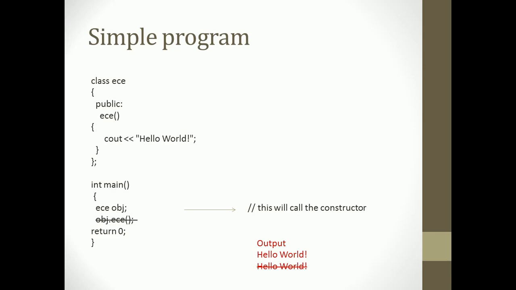Okay. Now, we'll see a simple program. We have a class which is named ECE, the class name. Now, where does my compiler always come first? Yes, it comes to the main program. Now, you have ECE obj. Once this object is created, it automatically calls my constructor.